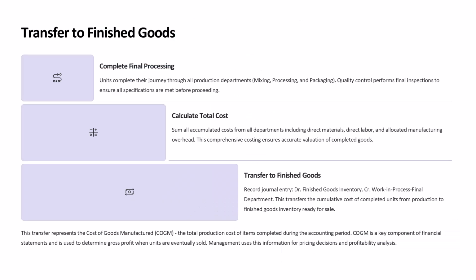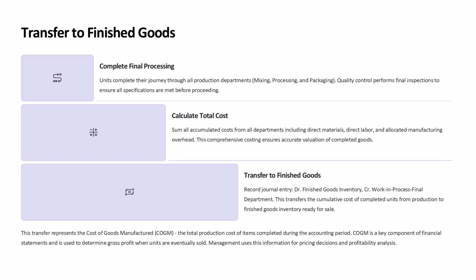Slide 13, transfer to finished goods. The transfer to finished goods represents the moment when our product cost river reaches its delta, flowing from work in process into completed inventory. This final production transfer captures the movement of fully processed units with their complete accumulated costs. Imagine a snack food company like Frito-Lay, where potato chips complete their journey through slicing, frying, seasoning, and packaging departments, carrying the sum of all departmental costs as they move to finished goods inventory.